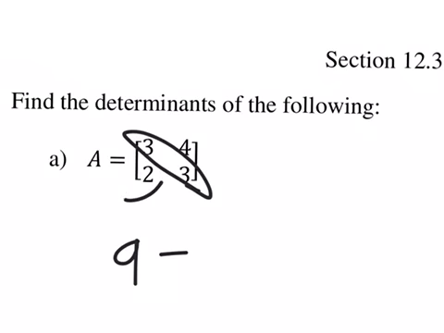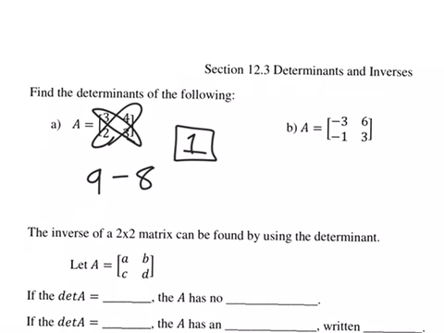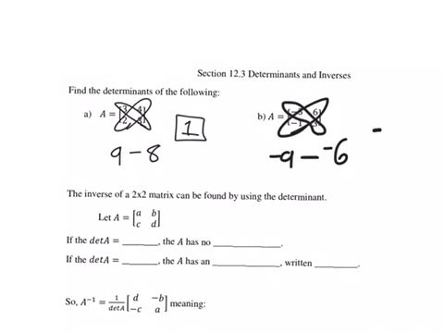3 times 3 is 9. Subtract 4 times 2 is 8. This one has a determinant of 1. All right, so remember to start off with that subtraction sign to catch your double negatives. Here we've got a negative 9. Subtract by the negative 6. Double negative there telling us this determinant is a negative 3.